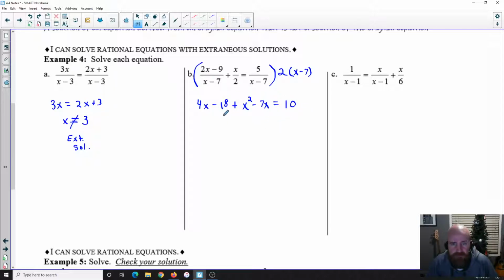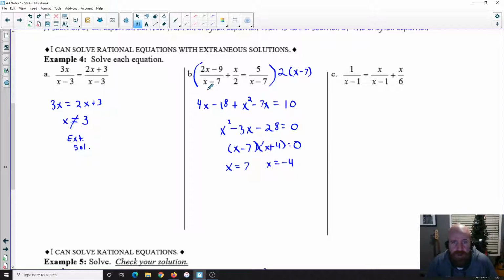Now we can clean this up, put everything to one side. We have x squared minus 3x minus 28. So we get, let's see, 4 times 7, and we need a negative 7 and positive 4. So x equals 7, and x equals negative 4.